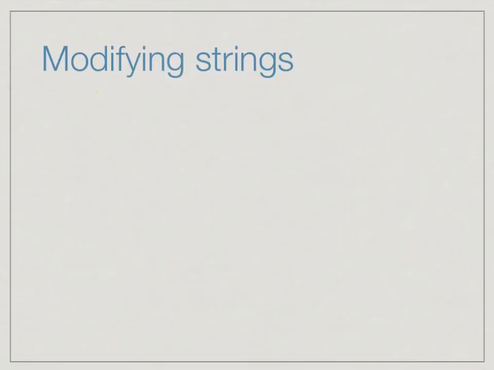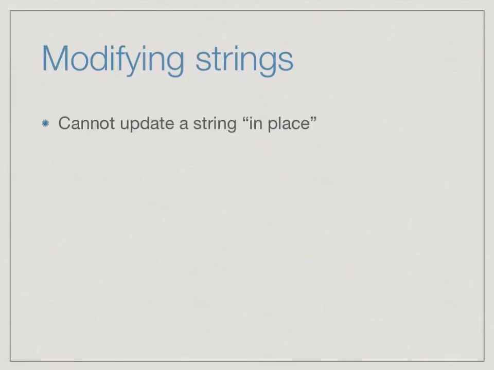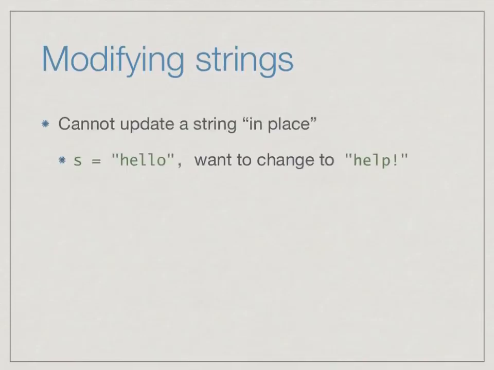Though we have access to individual positions or individual slices or sequences within a string, we cannot take a part of a string and change it as it stands. So we cannot update a string in place. Suppose we want to take our string hello and change it to the string help. It would be nice if we could take the third and the fourth position. So remember 0, 1, 2, 3, 4. So it would be nice if we could make this into a P and make this into an exclamation mark so that I could get help instead of hello.